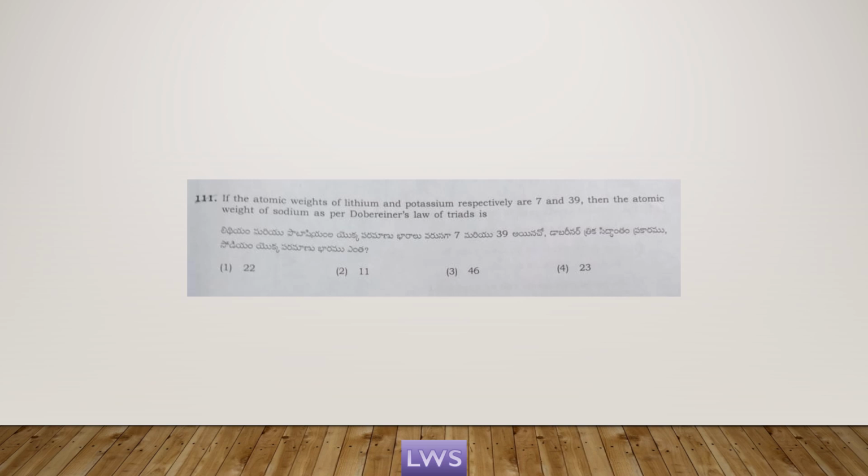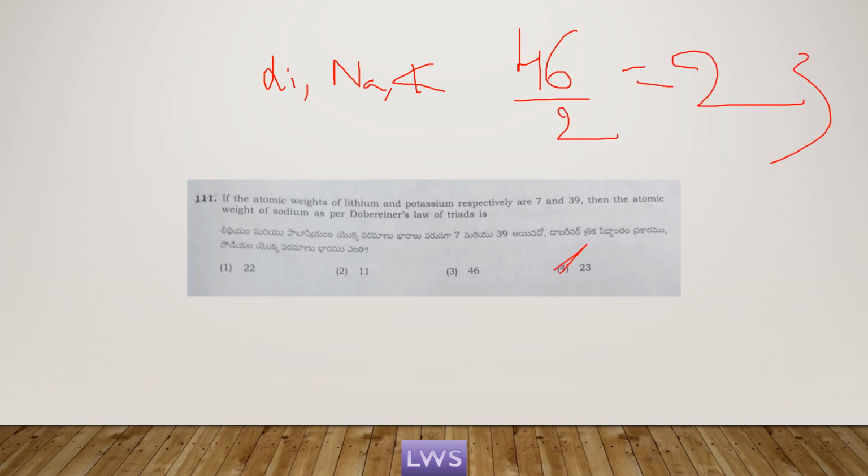So lithium's weight is 7, potassium's weight is 39, and they are asking what the sodium weight is. As per Dobereiner's triad, lithium, sodium, potassium. So sodium weight is the average of lithium weight and potassium weight. So you are getting 7 plus 39 by 2. So you are getting 46 by 2, which is nothing but 23. So option 4, 23 is your answer.